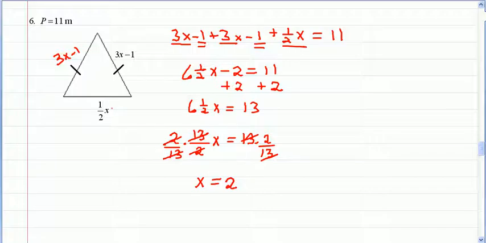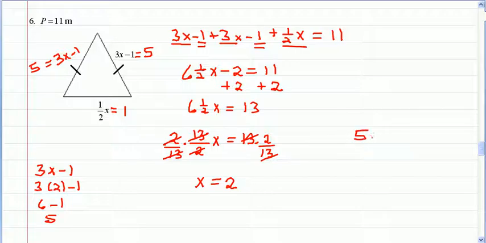So if I take 2, substitute it in for x, 1/2 of 2 is just 1. And then for 3x minus 1, the 2 legs, we'll take 3 times 2 minus 1 and get 6 minus 1, which is 5. So both legs are equal to 5. And so our three sides are 5 meters, 5 meters, and 1 meter.